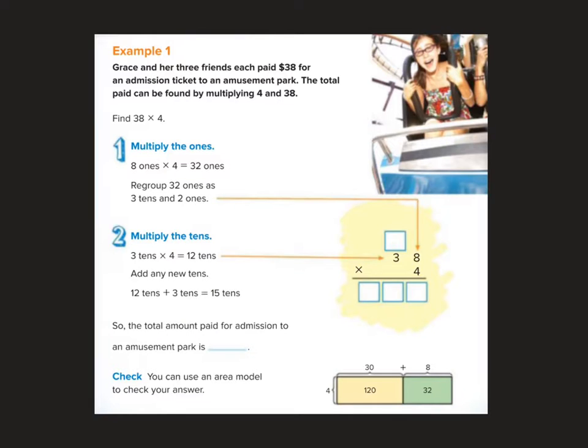Alright, so here it says, Grace and her 3 friends each paid $38 for an admissions ticket to an amusement park. The total paid can be found by multiplying 4 and 38. So we have 4 groups of 38 because they each paid $38 for their tickets. Okay, so first I'm going to do 8 times 4 is 32.